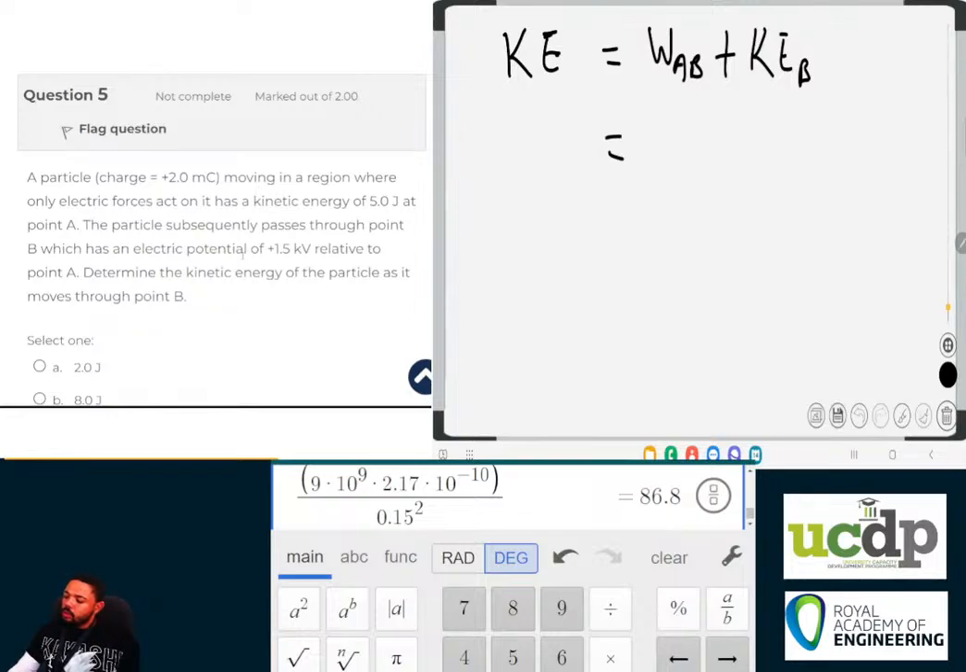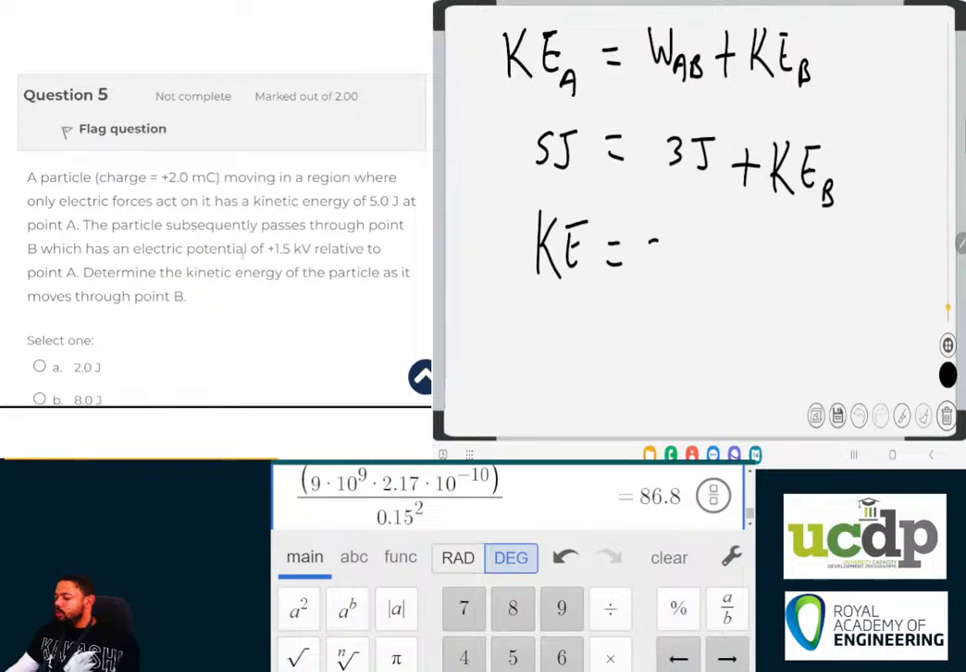Okay? Now, the kinetic energy at point A is equal to 5 joules. The work it does to get from A to B is 3 joules. So its kinetic energy at point B is equal to 2 joules. If you subtract 3 from 5, you get 2 joules.